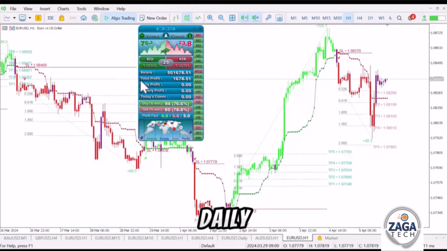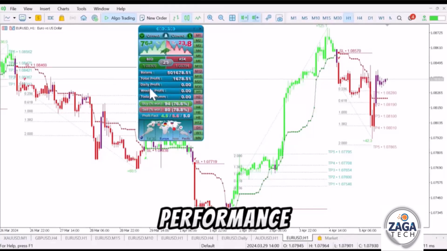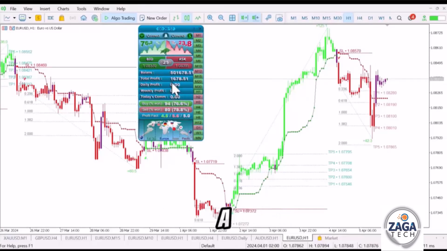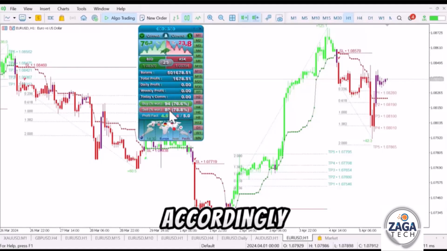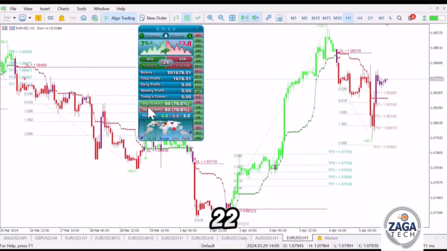21. Live daily, weekly, and all-time profit. Provides real-time tracking of trading performance, displaying profits earned on a daily, weekly, and overall basis, allowing traders to assess their success and adjust their strategies accordingly. 22. Sell trades and buy trades. Potential win percent display with total number of trades. Shows the potential win percentage for both sell and buy trades, along with the total number of trades executed, helping traders evaluate the effectiveness of their trading strategies.